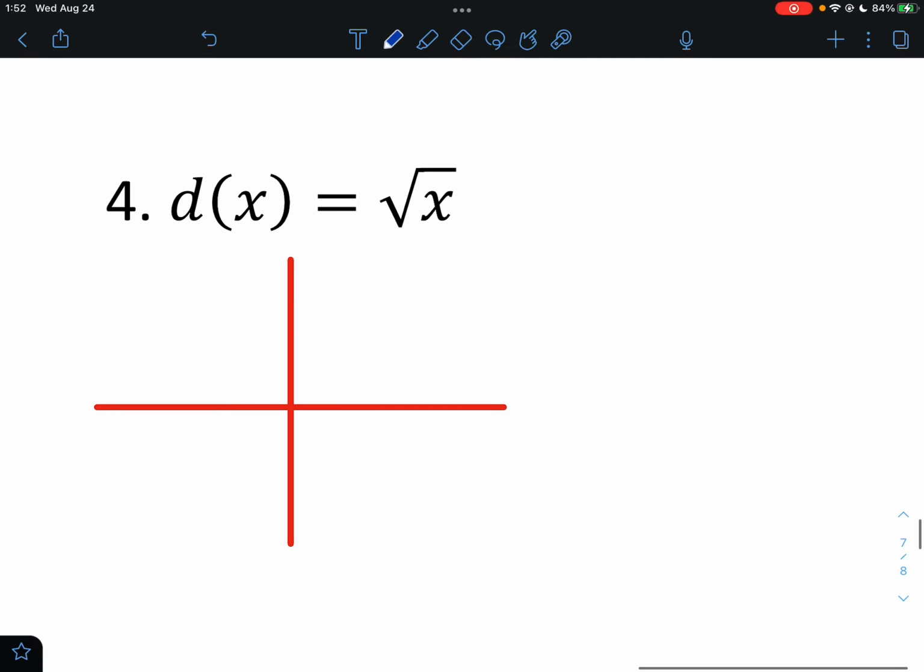Fourth one, root x. We know what root x looks like by now. It should look like this. There's no symmetry about the y-axis. There's definitely no symmetry about the origin. So this one would be neither.